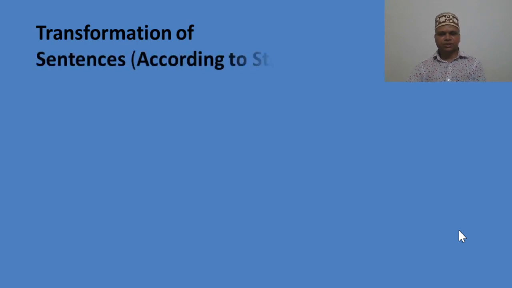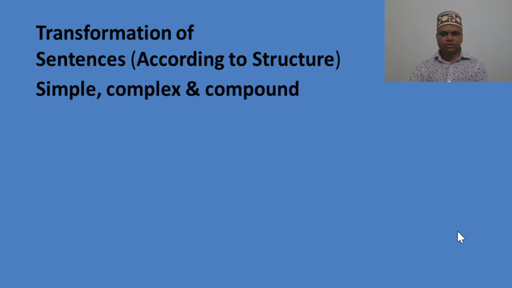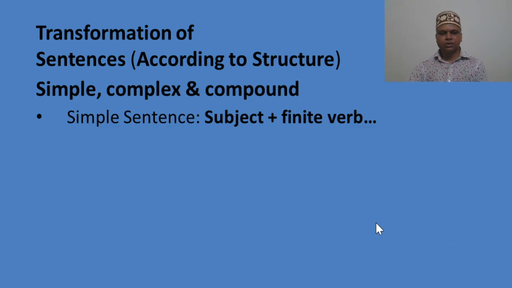Transformation of sentences according to structure: simple, complex and compound. First of all we have to know what is the structure of a simple sentence. Look at the structure: subject, finite verb. The sentence which has a subject and a finite verb is called a simple sentence. A simple sentence has only one subject and a finite verb.